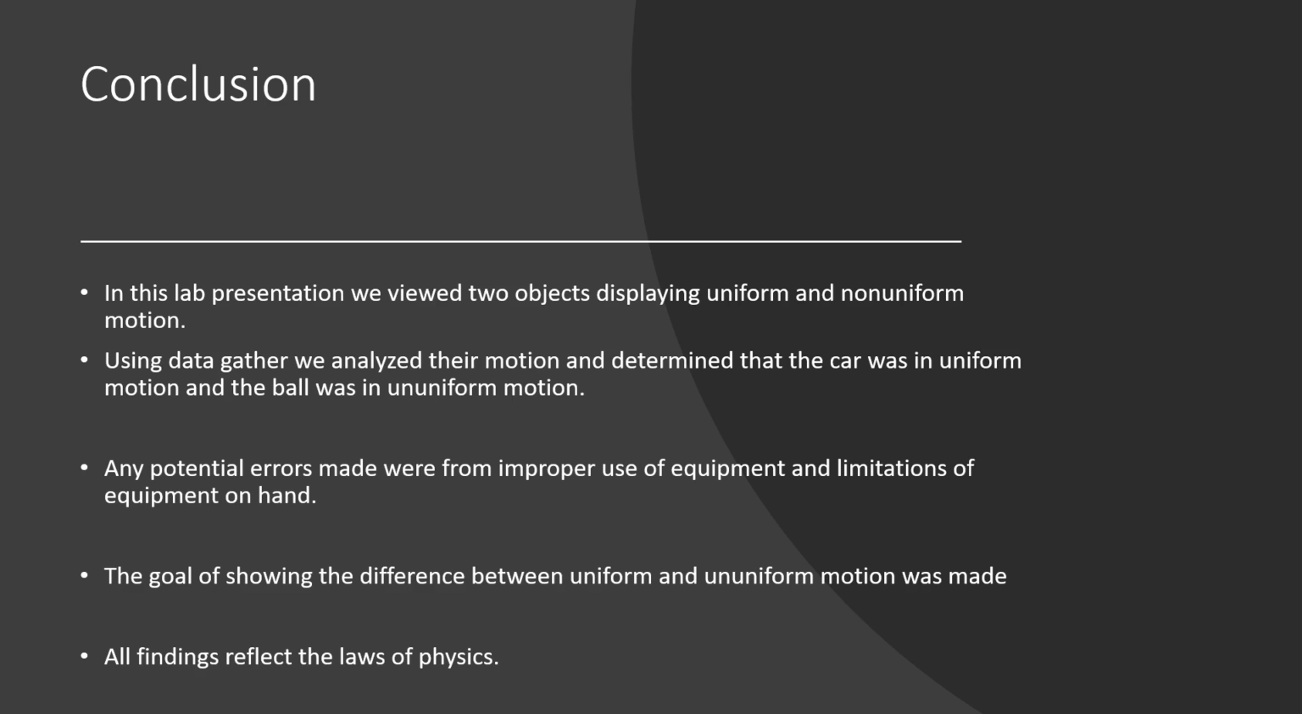So here's our conclusion. In this lab presentation, we viewed two objects displaying uniform and non-uniform motion. Using data gathered, we analyzed their motion and determined that the car was in uniform motion and the ball was in non-uniform motion. Any potential errors were made from improper use of equipment, such as my slightly squiggly lines, and the limitations of equipment on hand. The goal of showing the difference between uniform and non-uniform motion was made, and all findings reflect the laws of physics.